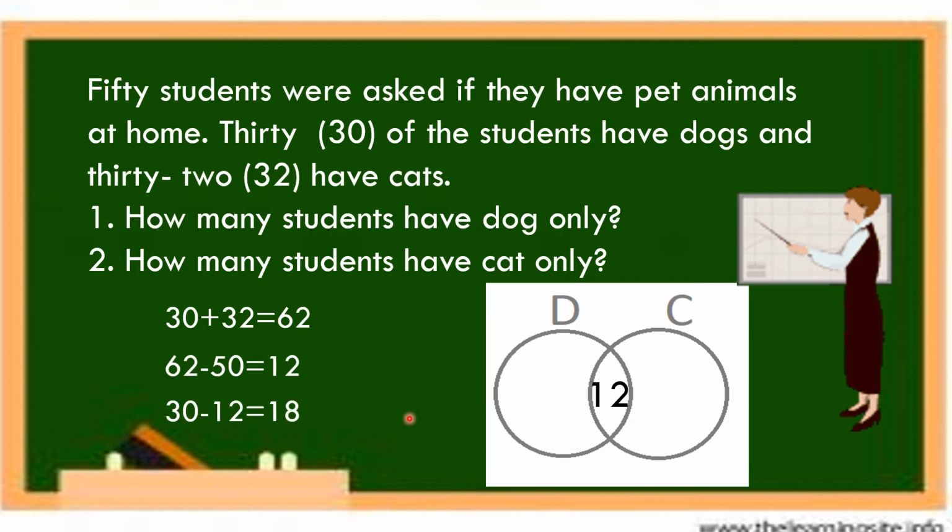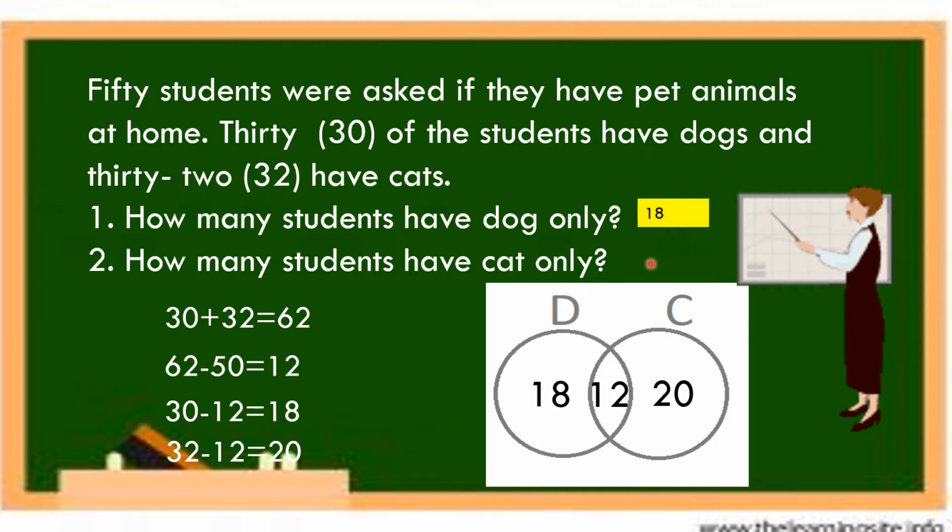Next, we have 30 minus 12, that is 18. And we have the other one, 32 minus 12, that is 20. Now we can already answer the question, how many students have dog only? The answer is 18. The last question, how many students have cat only? The answer is 20.